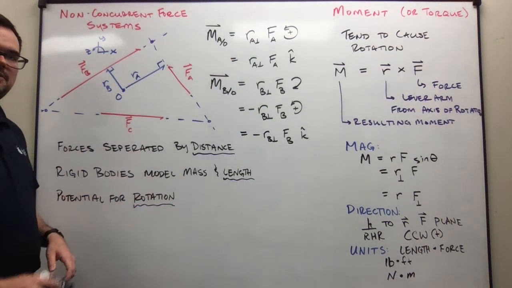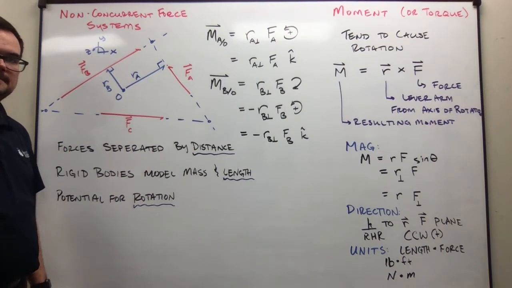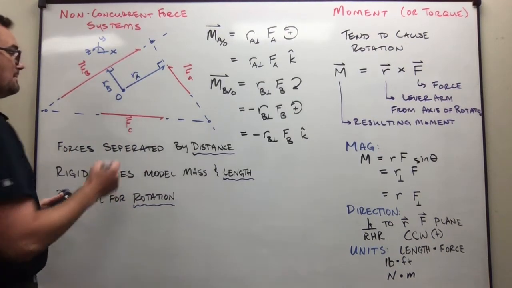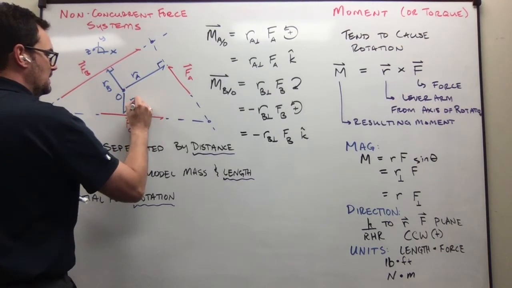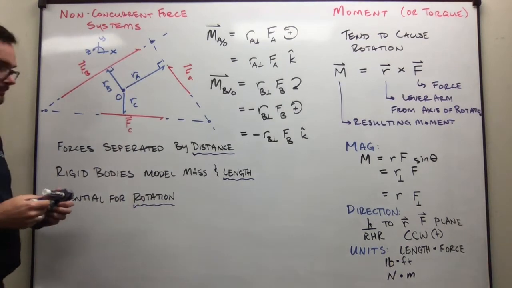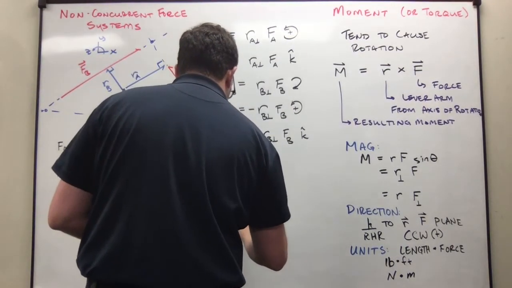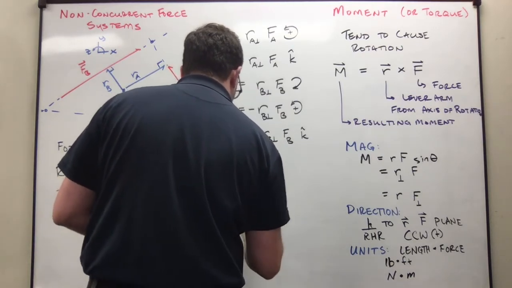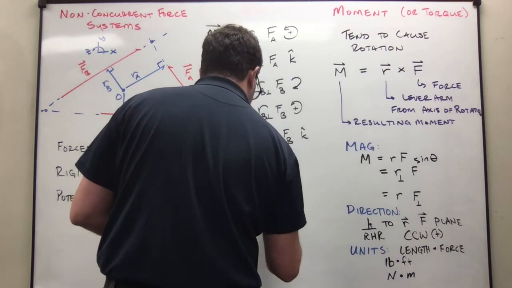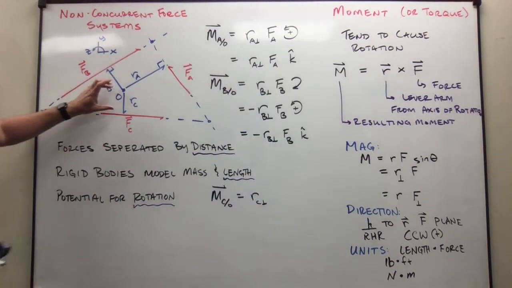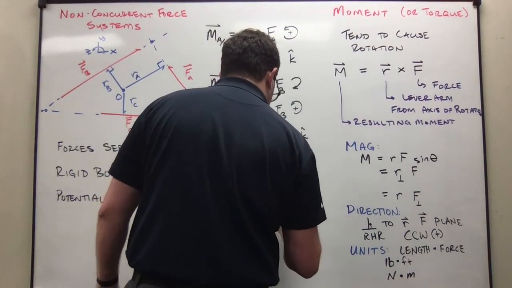All right, pause the video. Check out force C. How would you break that down? Hopefully you gave that a shot. I'm going to walk you through it. We first start off by identifying our perpendicular distance, RC. Our magnitude then, the moment generated by force C about point O, is going to be equal to the perpendicular distance there times force C.